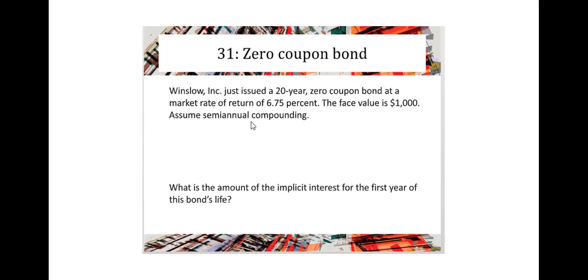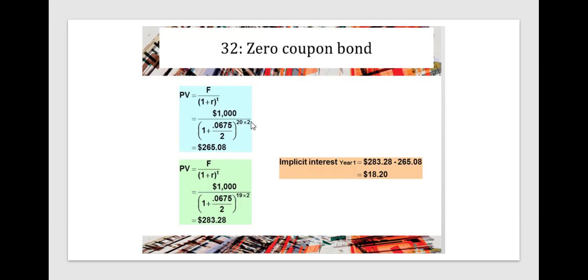So the first step is to compute the price of the bond at the time it was issued. The second step is to determine the price of the bond after 1 year. The difference between the two prices is the amount of implicit interest, which is a tax-deductible expense for the issuer and taxable income to the bondholder.